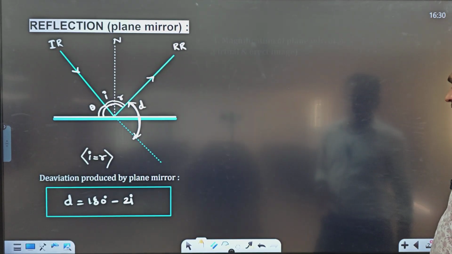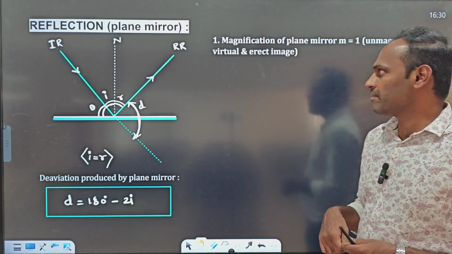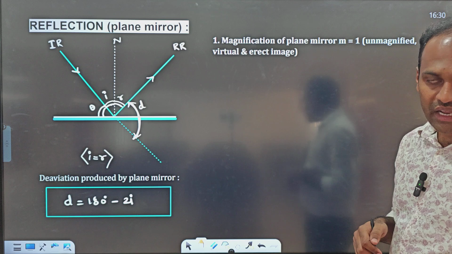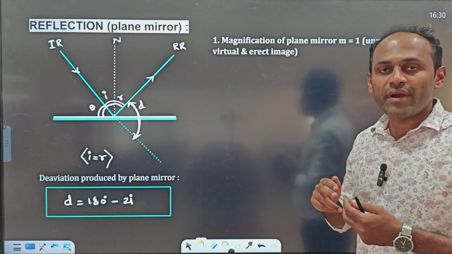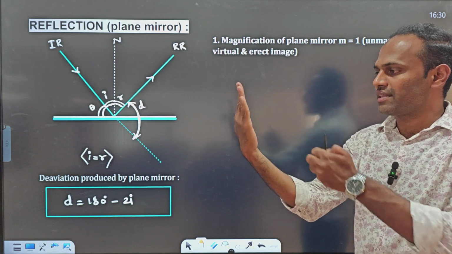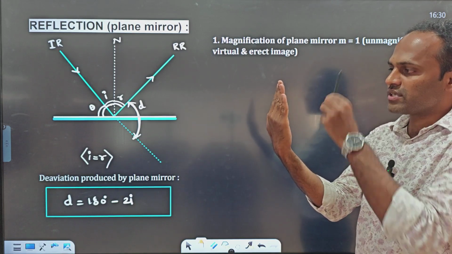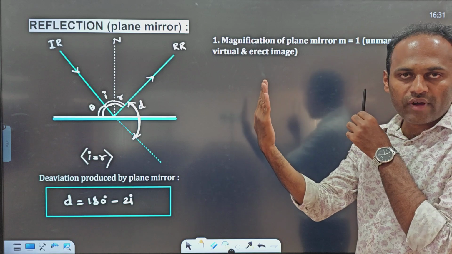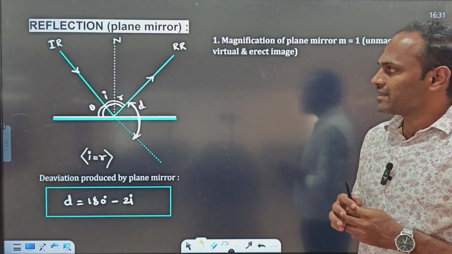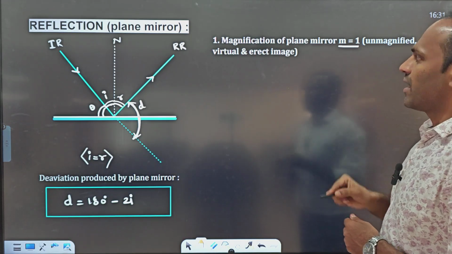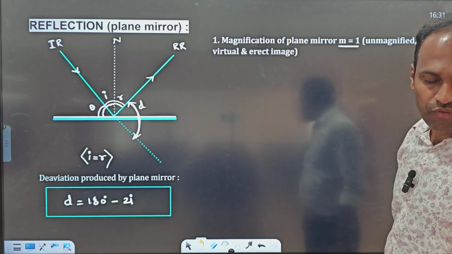Okay, that's all about reflection through a plane mirror as well as deviation. Next we'll see some important points related to reflection through a plane mirror. See, the magnification of a plane mirror is 1, right? A plane mirror will produce the same size of image, and the image will be at the same distance as that of the object. If the object is vertically upwards, the image will also be vertically upwards. If the object is of height 10 meter, the image will also be of height 10 meter only. Same size at the same distance, the image will be formed. That's why its magnification will always be 1, right? You will get a virtual and erect image from a plane mirror.